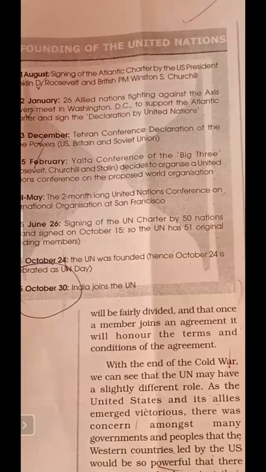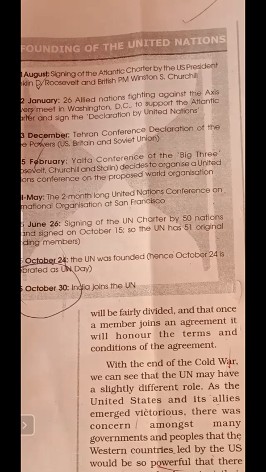Then in December 1943, the Tehran Conference of the three powers of US, Britain and Soviet Union, they met together. Which countries? US, Britain, and Soviet Union, where they met. They met in Tehran. Tehran is in Iran. It's the capital of Iran.